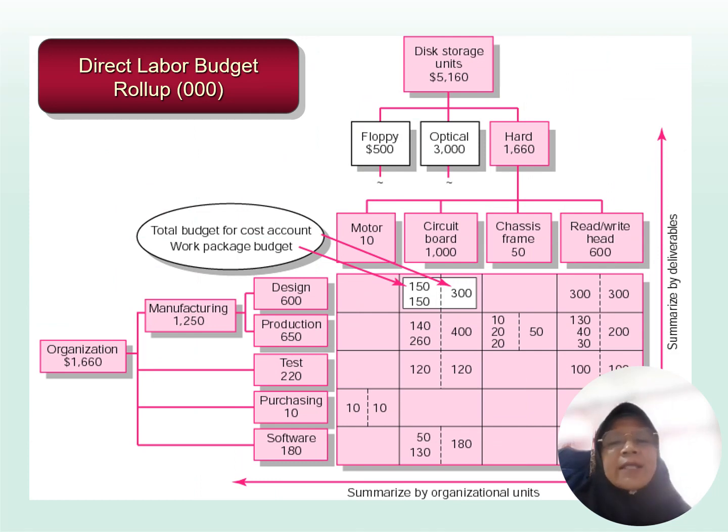Let's have a look at an example of the WBS and OBS. You can see here the roll-up for the project. At the bottom is the OBS itself, at the top here is the WBS. So you can see here the total budget for cost account work package budget is 150, 150, and a total of 300. So this is an example of a budget roll-up.